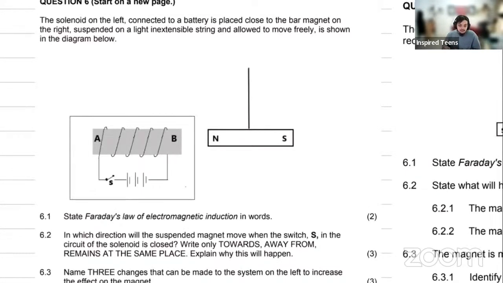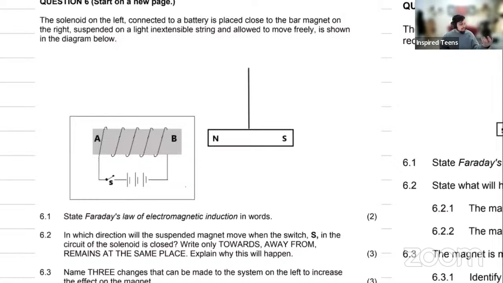Faraday's law of electromagnetic induction in words is that the magnitude of the induced EMF across the ends of a conductor is directly proportional to the rate of change in magnetic flux linkage with the conductor. Okay. 6.2: in which direction will the suspended magnet move when the switch S in the circuit of the solenoid is closed? Towards, away from, or remains the same. Explain why this will happen.